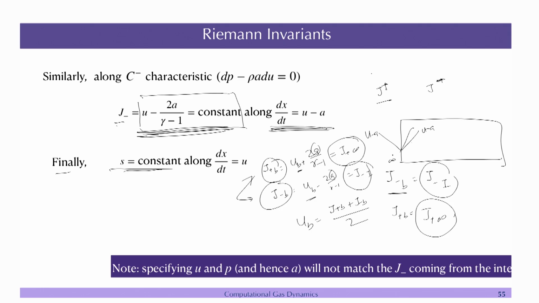One more point that I want to make here, like I mentioned earlier, is that you cannot specify u and p at the inlet. If you specify both the velocity and the pressure variable, then you have some invariant coming from inside and some going from outside. You can satisfy maybe the right-going one, the u plus a or the J plus, but it will not satisfy the u minus a, or the J minus. That is another reason why we cannot use both the pressure and the velocity in the case of subsonic or compressible flows. It is violating the essential physics that we have.